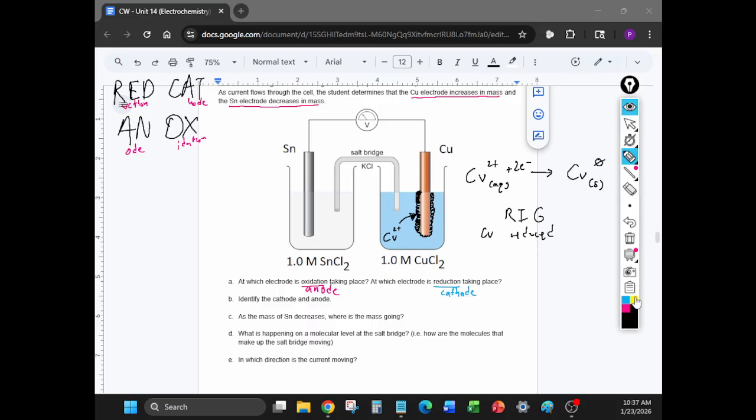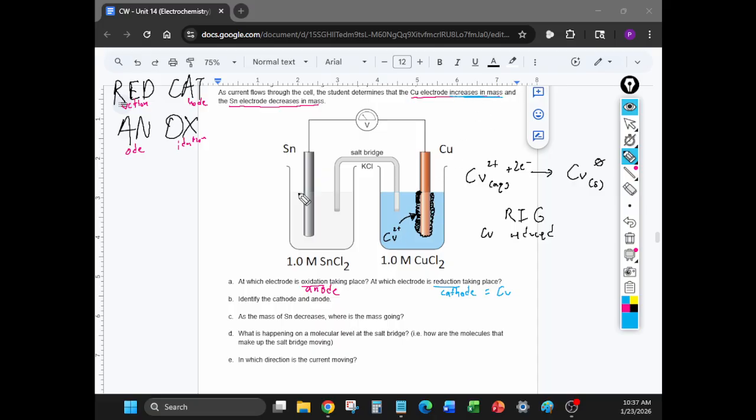So that means that the electrode where reduction is taking place is going to be the cathode, and the cathode is going to be copper. Okay, and you can check back in your notes. You should see that the cathode is the one that gets bigger.